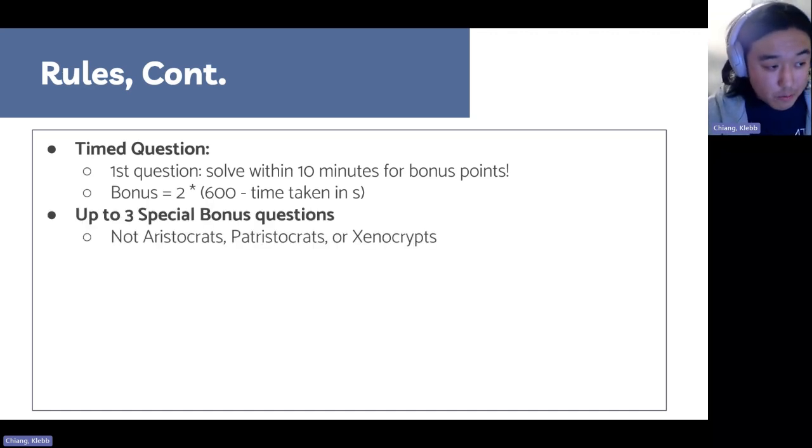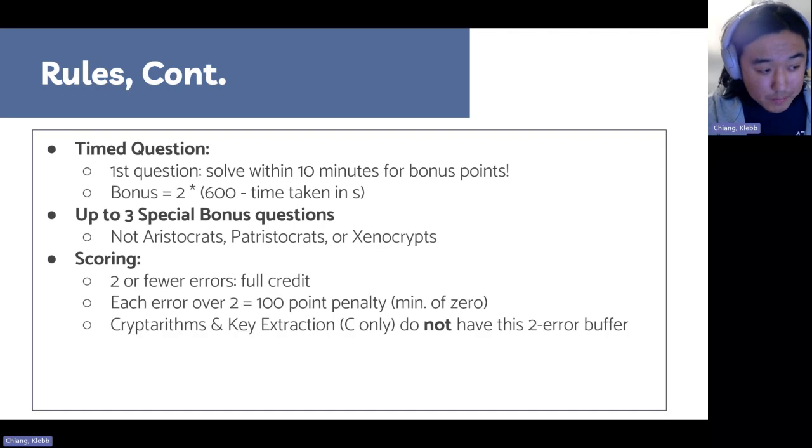Up to 3 questions will be marked as special bonus. These are worth, if you solve 1, it's 150. If you solve 2, you get 400. Solve 3, 750. Pretty big bonuses. These are for questions that are not aristocrats, patristocrats, or Xenocrypt. You'll usually see them on stuff like Baconian, Nihilist, Cryptorhythms, Fractionated Morse. Those are usually the most common ciphers for it.